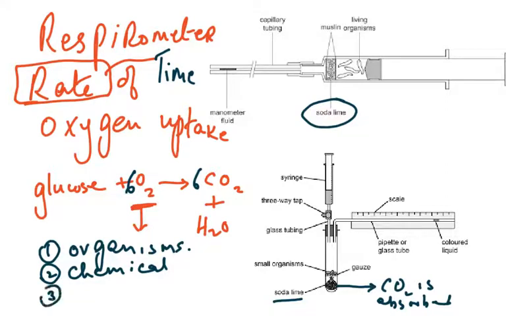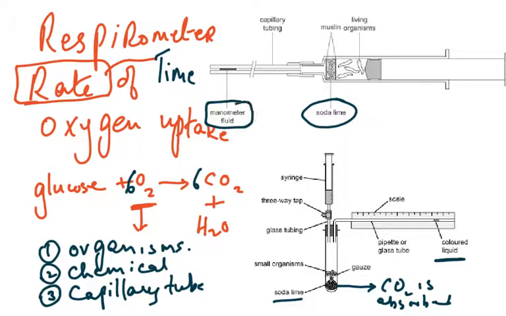And number 3, we have to have some sort of capillary tube. Why do we have to have a capillary tube? Now that is something which you are not very clear about. A capillary tube means a tube with a very narrow bore. You can't have a tube with a wider bore or a wider lumen, because we want to see the movement of that colored liquid, this manometer fluid which we have here. If you have a narrow tube, even a small movement can be easily registered.